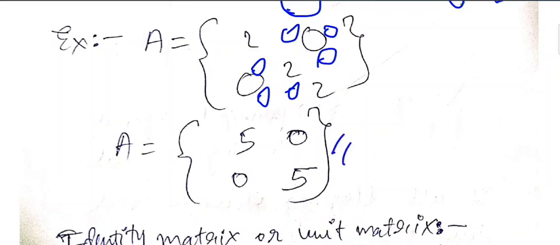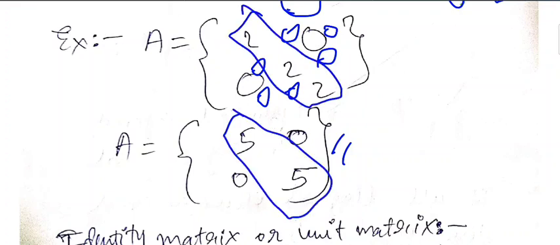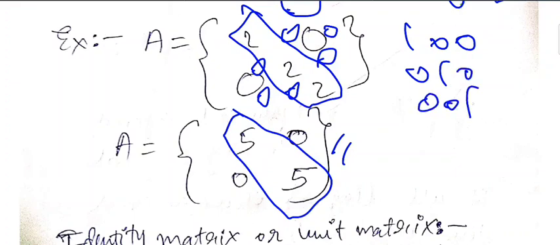Clearly these elements are not equal to 1. If they would have become 1, then it would have become an identity matrix of this kind. But as they are not equal to 1, it is a scalar matrix, and only principal diagonal elements are existing. So what does this mean?